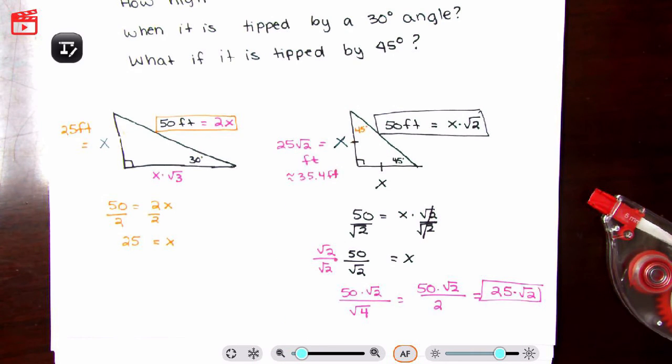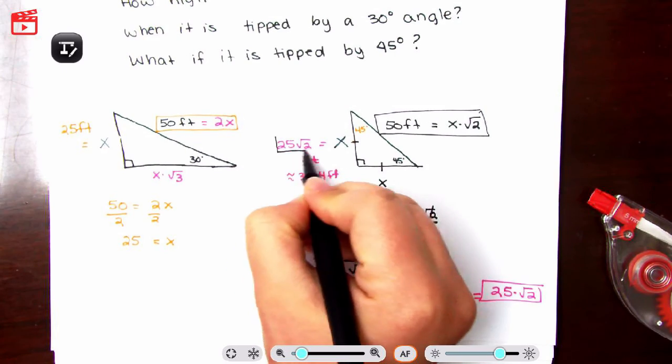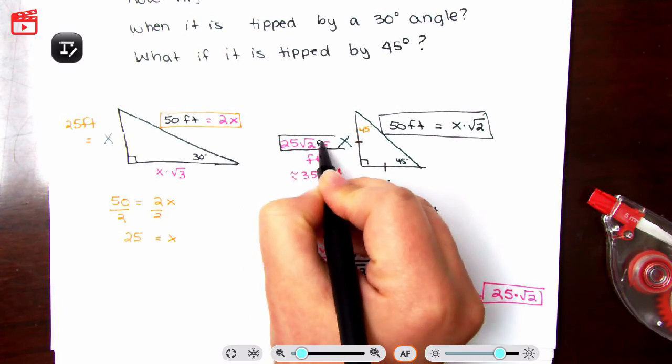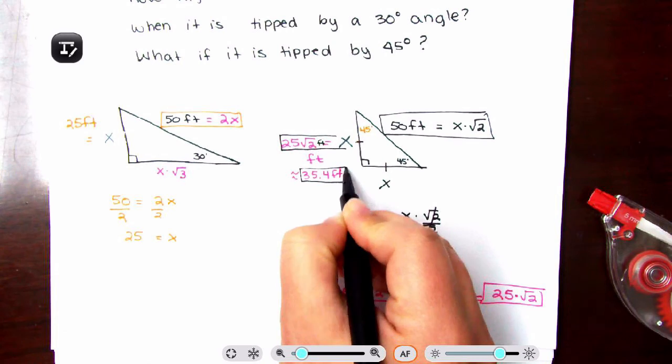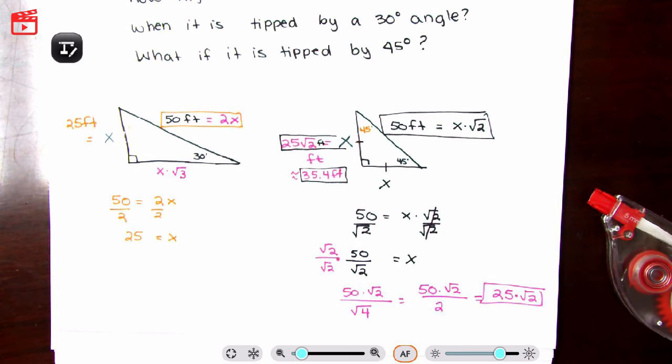In this example, I did not write whether you needed to round or give me an exact answer, so I'm going to provide you with both. This right here would be the exact answer, just make sure you write feet, and this one here would be the approximated answer for this question.